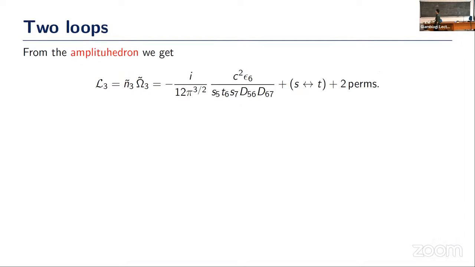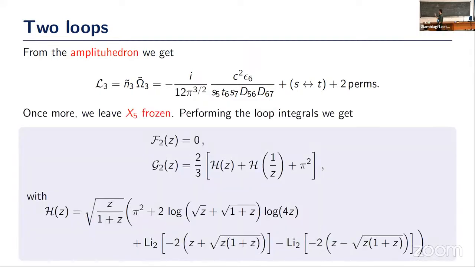At two loops, we now use the three-loop integrand for the logarithm of the scattering amplitude, and performing the two loop integrals that we have to perform and leaving one of the integrals frozen, we get that there is a non-vanishing parity-odd term, and the parity-even term is vanishing. The parity-odd term is expressed in terms of this transcendental weight two function that I showed you before.